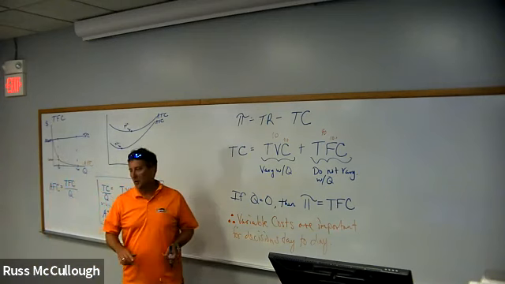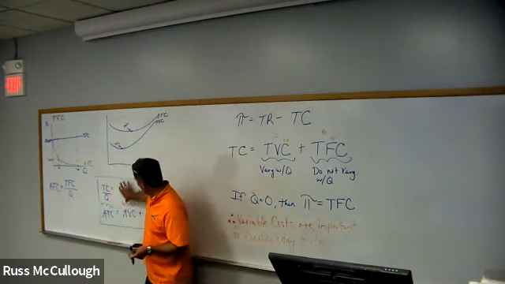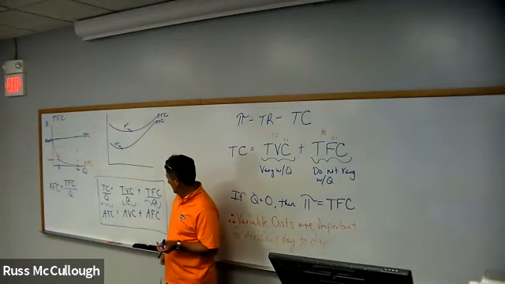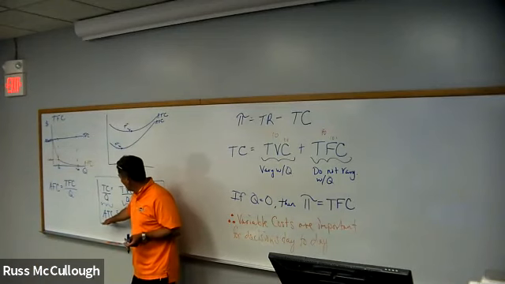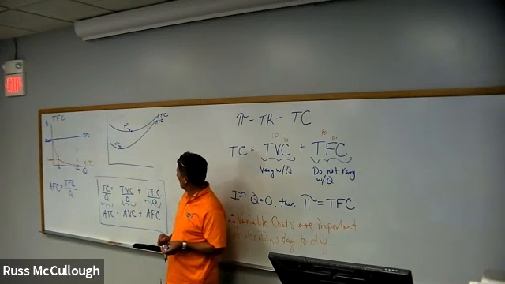What's the formula for average variable cost? Oh, it's right here. And the sum of the averages equals the total.